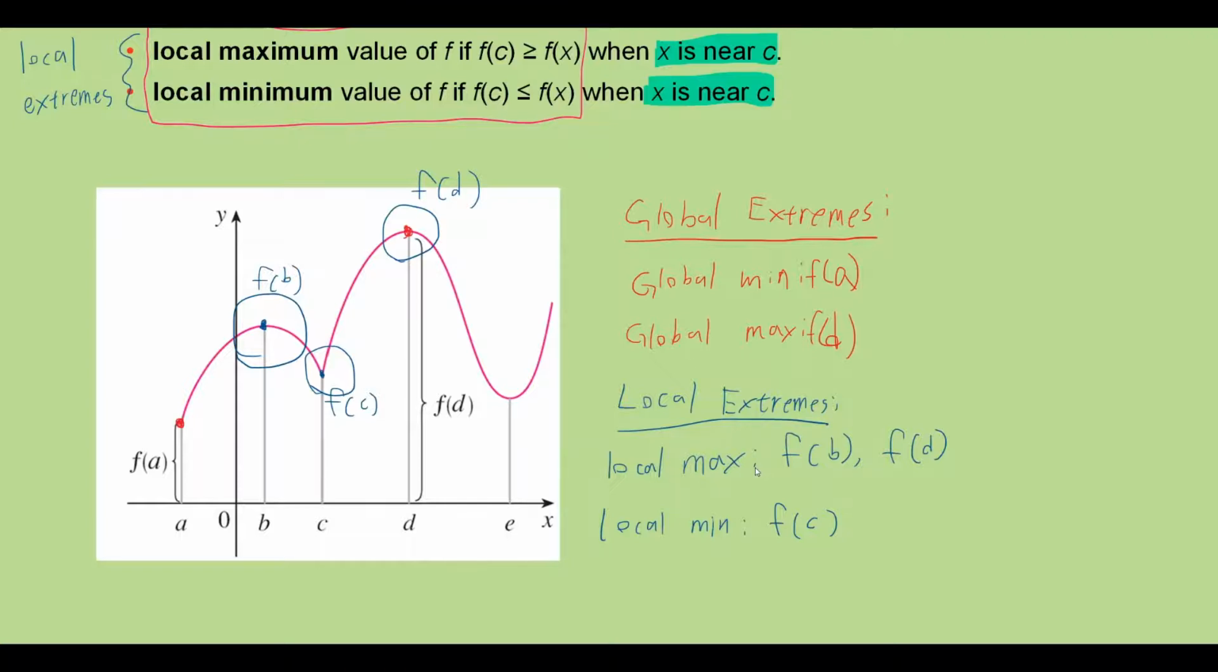And another local minimum that we have is right here, the bottom of the hill, the bottom of the valley, f of e, and that's another local minimum. As you can see, I draw little circles around the top of the hill or the bottom of the valley to show that we have discovered a local extreme around that area.